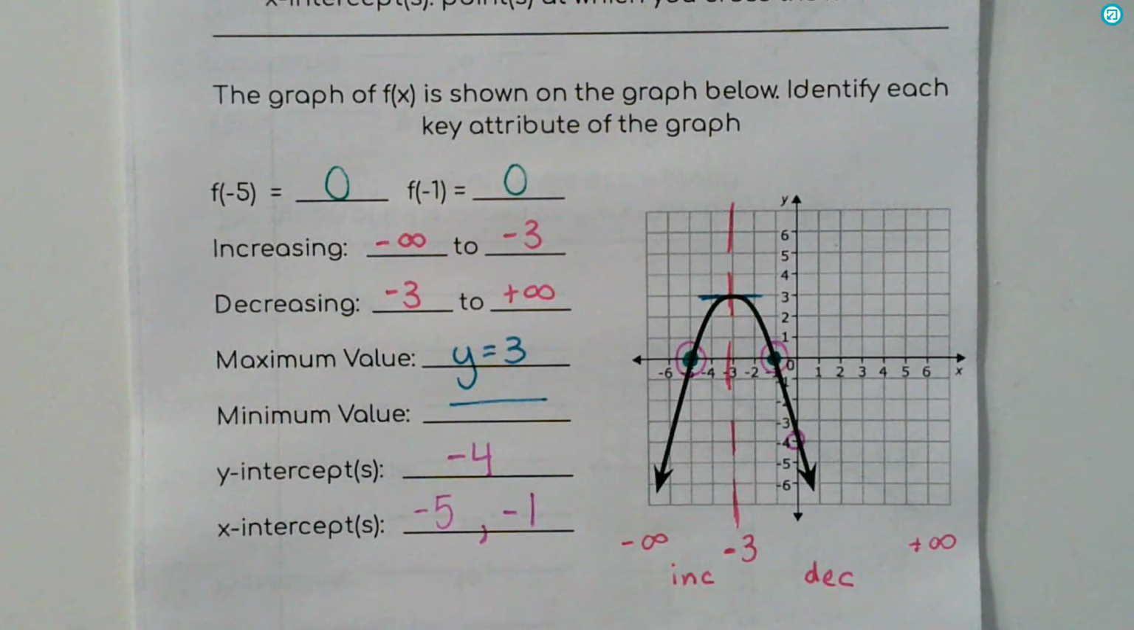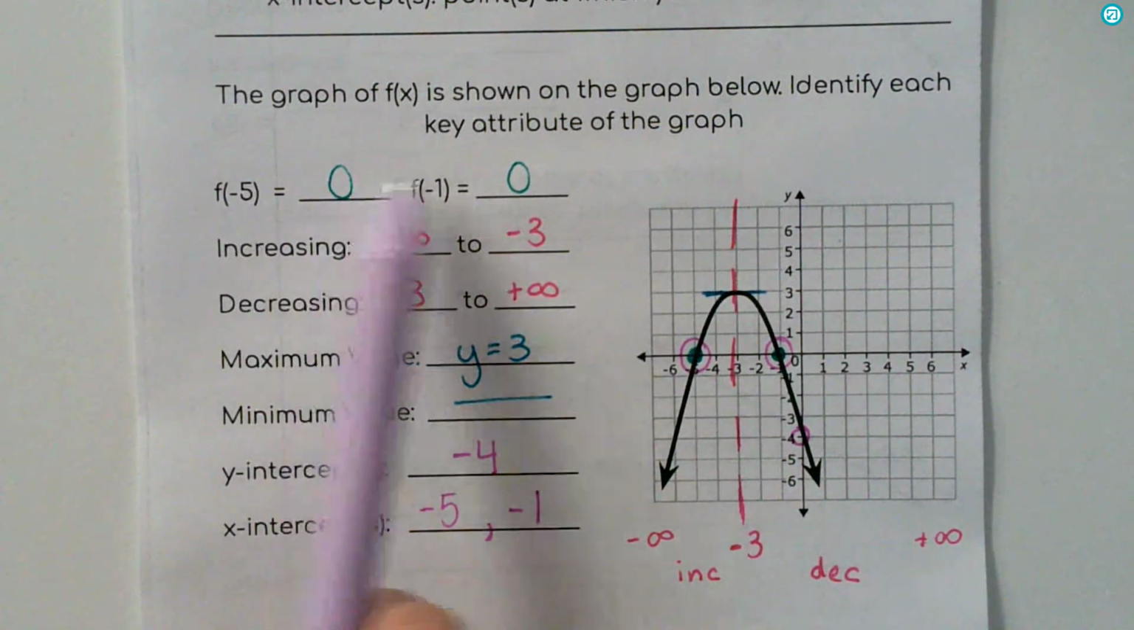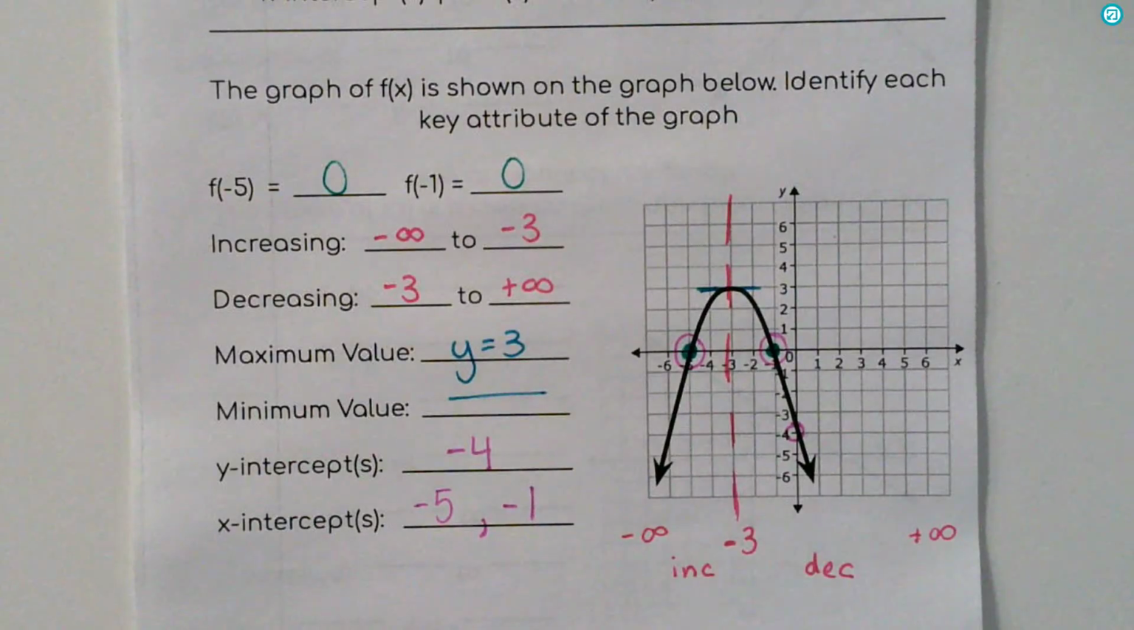You'll notice my x-intercepts happen to be these 2 points because when y equals 0, that's when my x-intercepts happen. Okay. Any questions about each of those little pieces? Okay. Flip this over then.